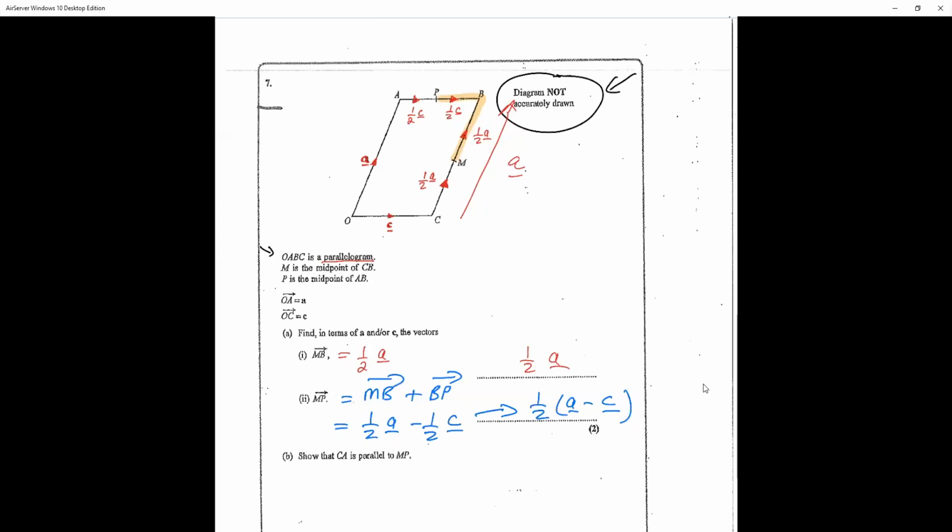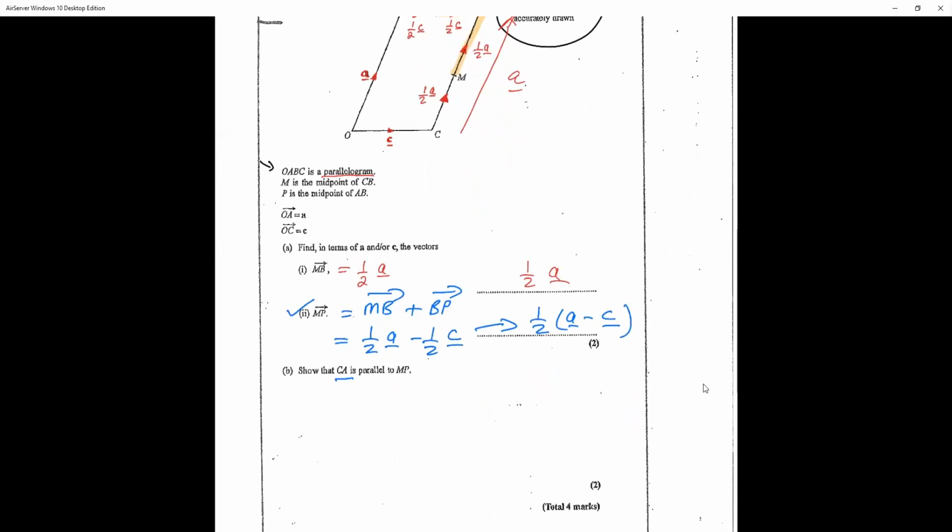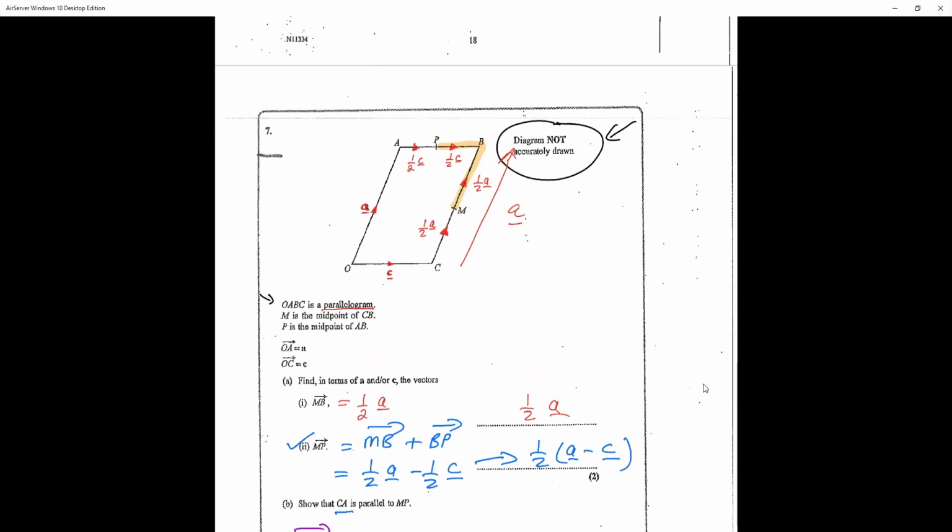Okay. Now, the next question says show C to A is parallel to M to P. Now, M to P, we just worked it out. Do we know what C to A is? No. So let's work it out then. C to A is actually this vector here. Do you know what that is? No. So what do we have to do then? We have to find a path to it. So give me the path.